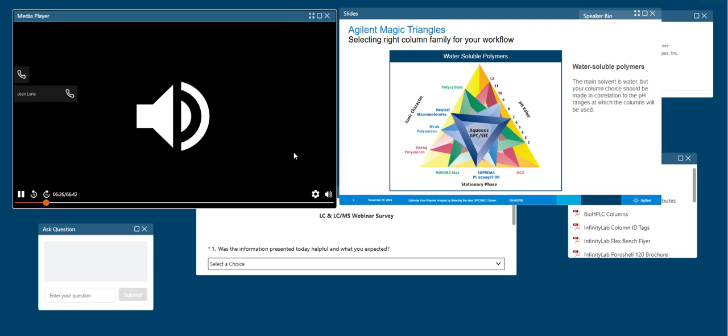If working with water-soluble polymers and aqueous mobile phase conditions, we have this triangle for water-soluble polymers to help with selecting an appropriate stationary phase. For water-soluble polymers, where the main solvent is water, you need to consider the ionic character of your sample. And secondly, pH will be used for this type of sample as well.